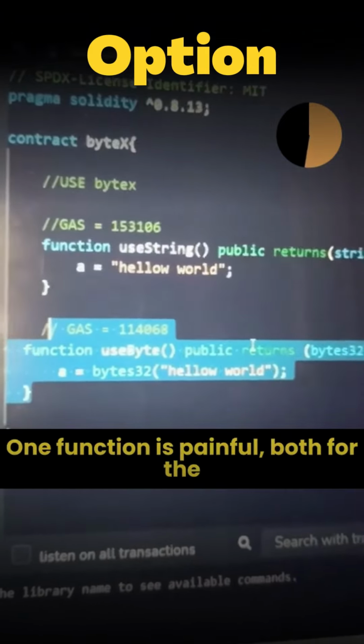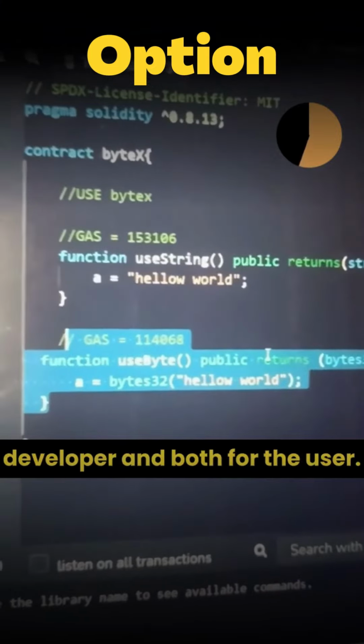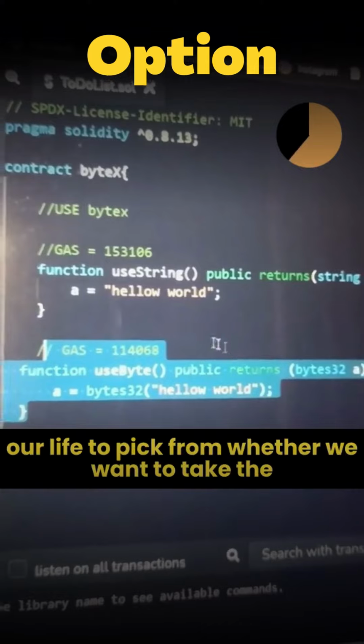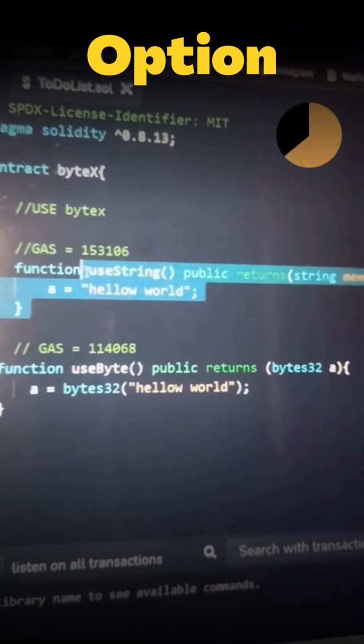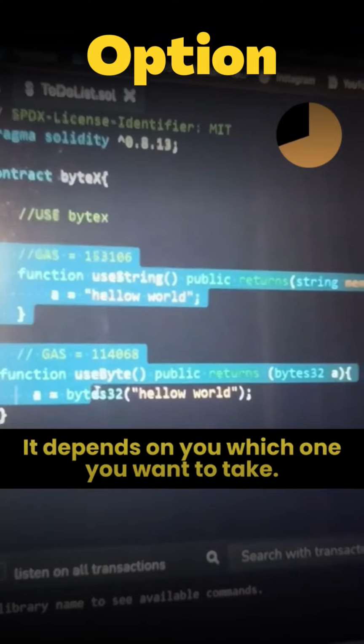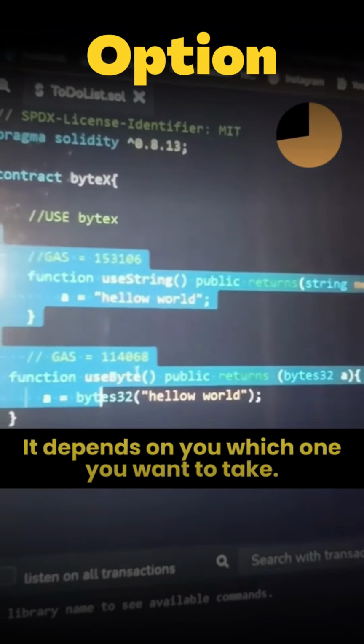One function is painful for both the developer and the user. In the same way, we also have two options in our life to pick from: whether we want to take the good life or a hard life. So we always have these two options. It depends on you which one you want to take.